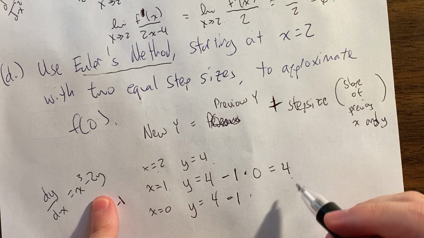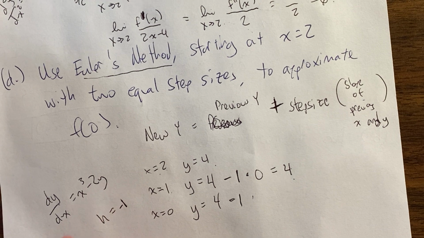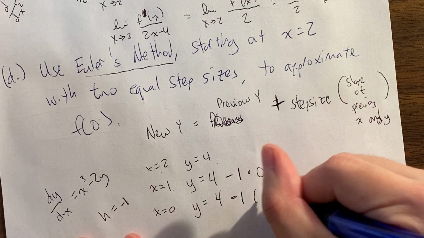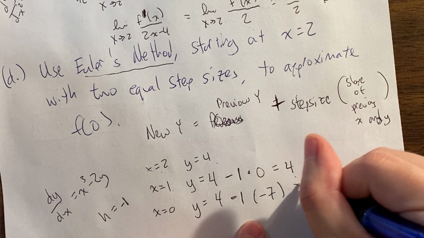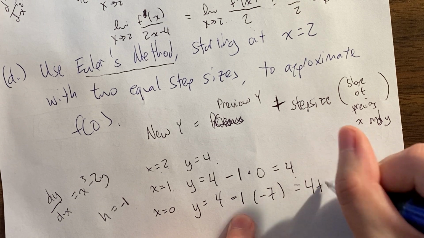The step size is still -1, and then we're going to plug in the previous x and the previous y into this equation. So it's going to be 1 for x, so that's 1 cubed, that's 1, minus 8. 1 minus 8, I believe, is -7. So we're almost done. 4 times -1 minus 7, that's just 4 plus 7, which of course is 11.